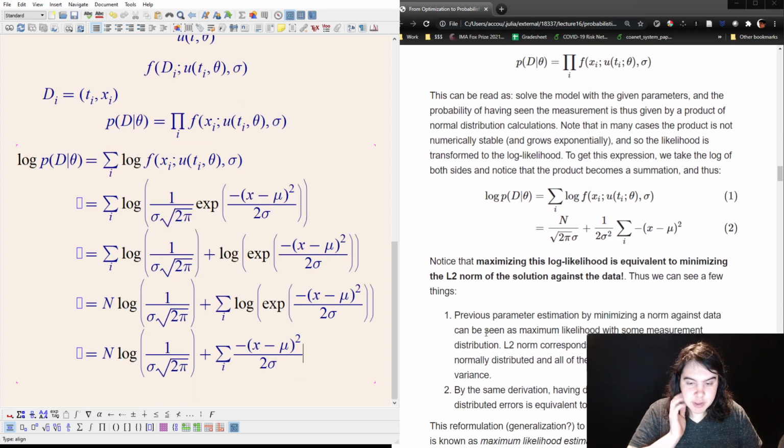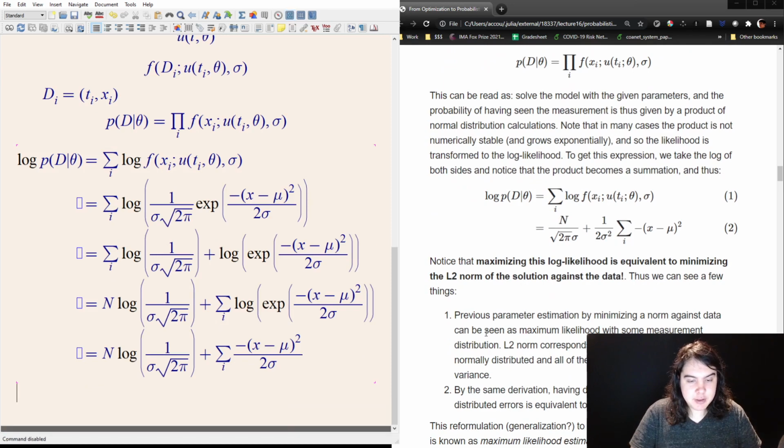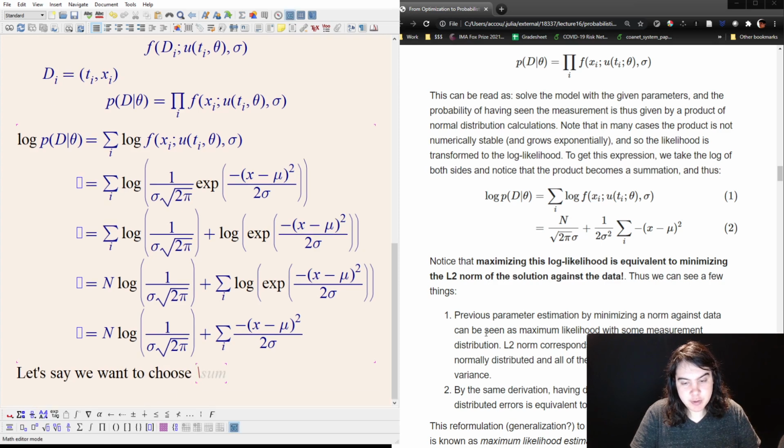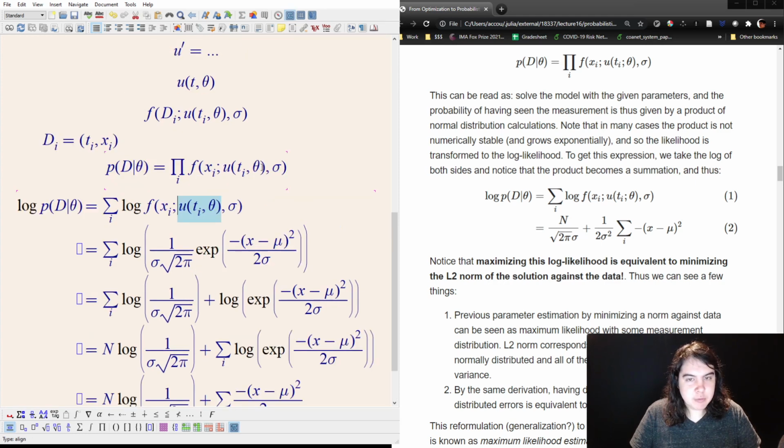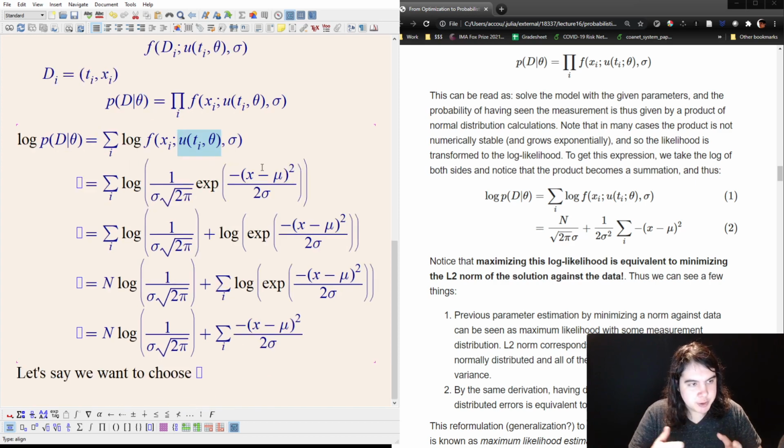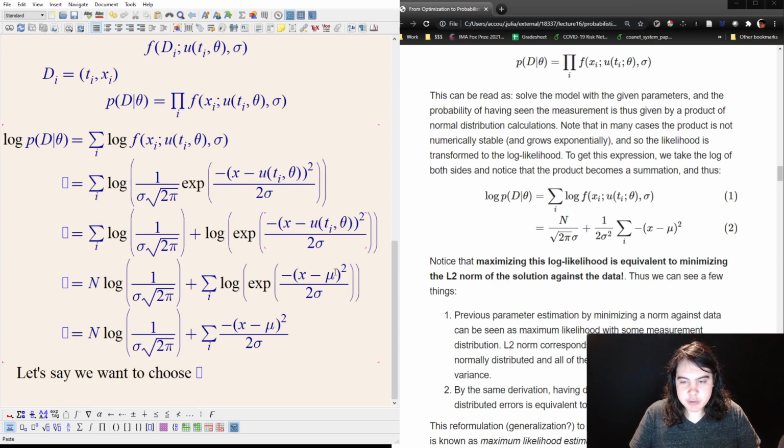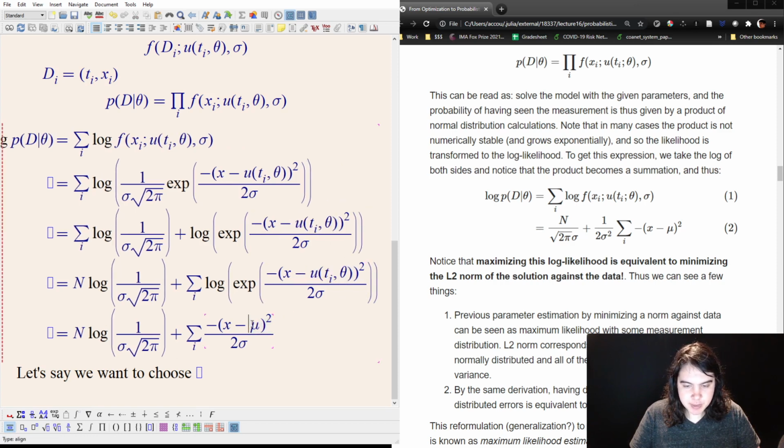All right. So let's say we want to have these normal distributions centered around our simulation, right? Then what we would do is this mu would be the simulation point. So I plug this in for all these different mu's.